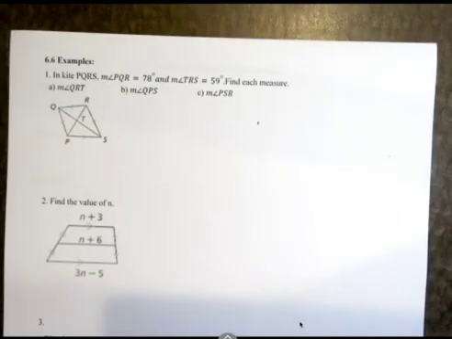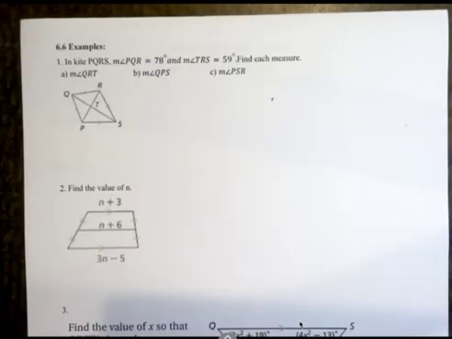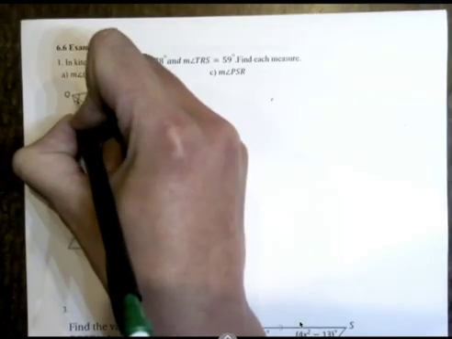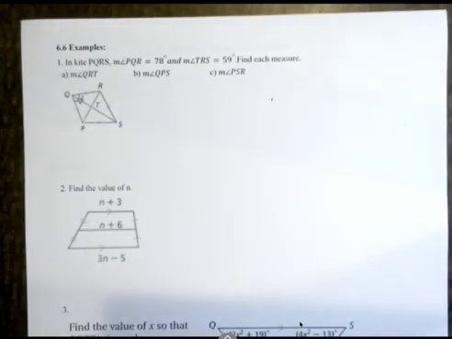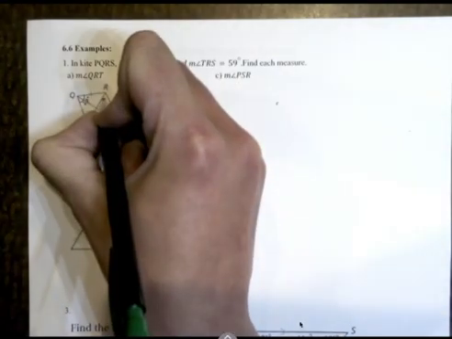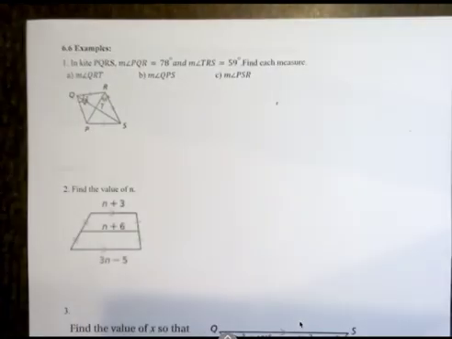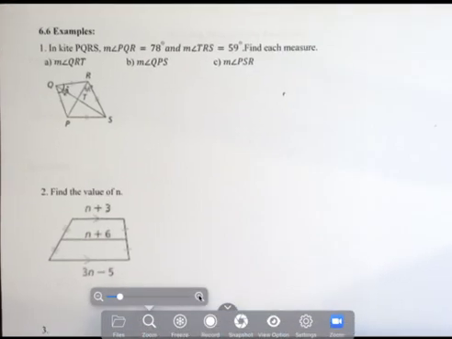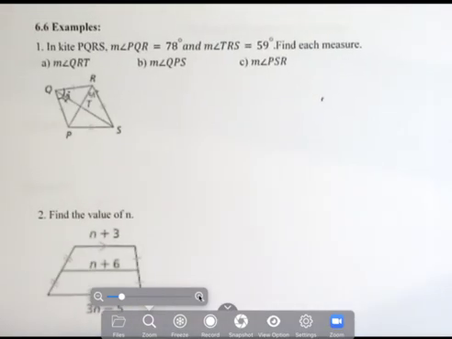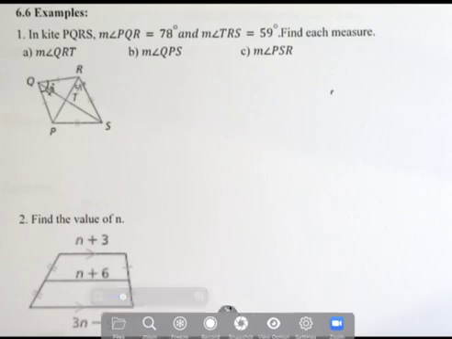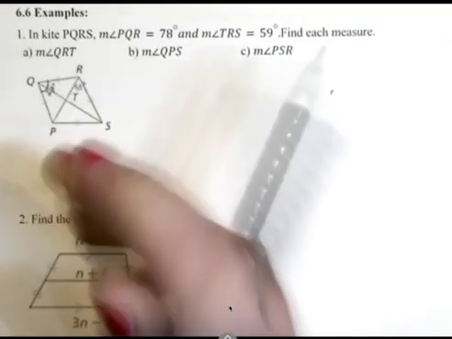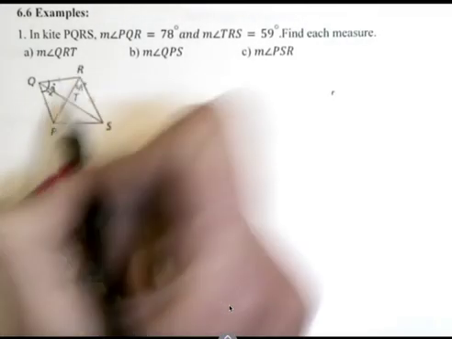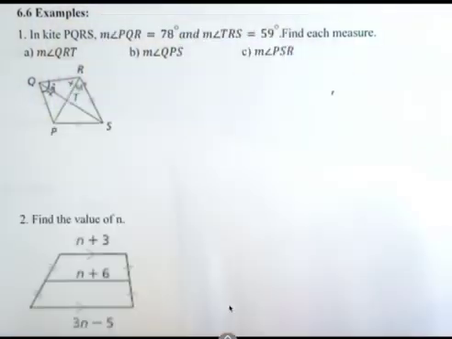Okay, so for the first example, we have this kite. They're giving me a few angles. They're telling me angle PQR, this big angle right there, is 78 degrees. And then they're telling me that TRS is 59. Sorry, I might zoom in just a hair more so you can see those measurements a little bit better. Okay, so we've got 78 and 59. They want me to find the measure of QRT, this angle right there. So I'm going to call that X.